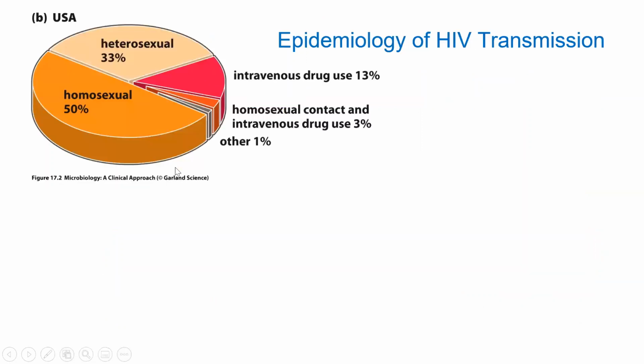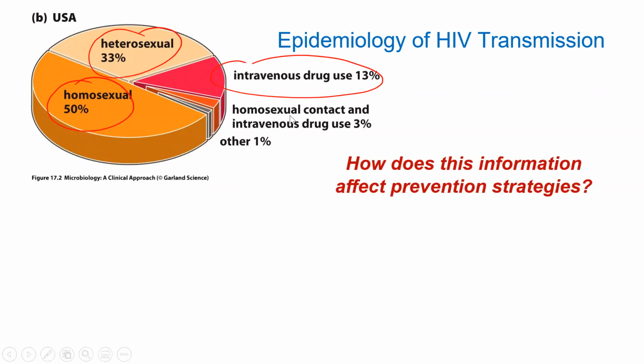Here's the other thing I wanted to show you, which is very interesting, is when you look at worldwide what is going on. In the USA and Canada, this is kind of the big groups. Like I said, male-to-male sexual contact, heterosexual contact, and intravenous drug use are kind of the big categories. And you probably know that if you know a little bit about HIV.